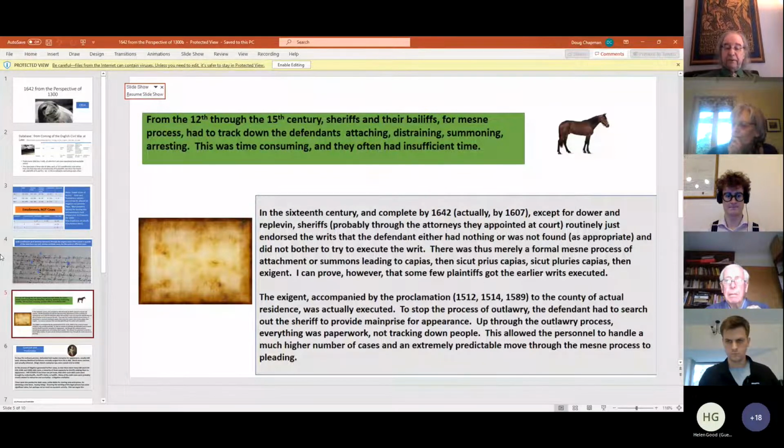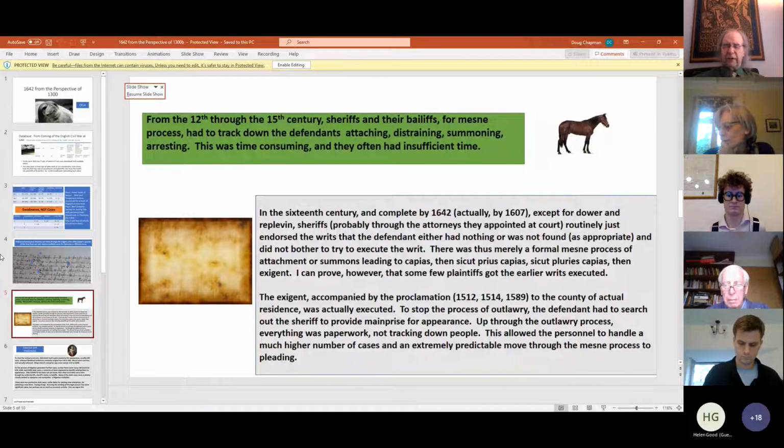So this meant that the legal process was less confrontational on the mesne process side, but also much more predictable. It is the case that I've been able to find a few cases in which, outside of replevin and dower, the process was executed, but that's a very thin body of materials. It's much less than 1%. Probably in a given roll, I might find 10 or 15 enrollments in which something was actually being done on the earlier process. So one got to the exigent order in about two terms.